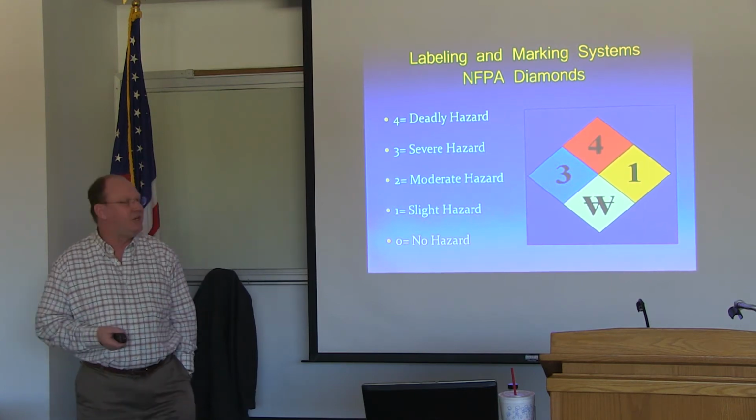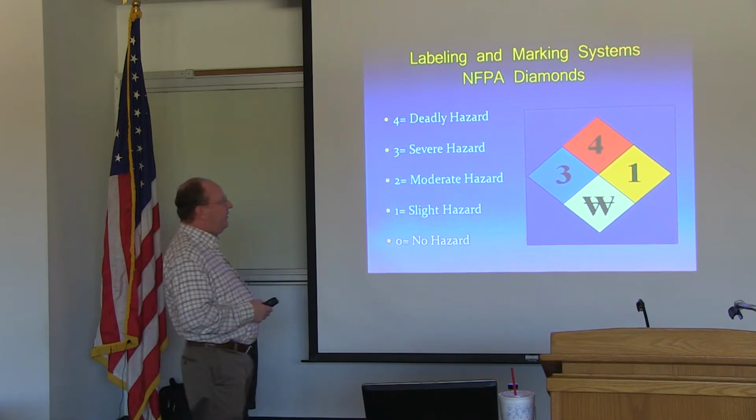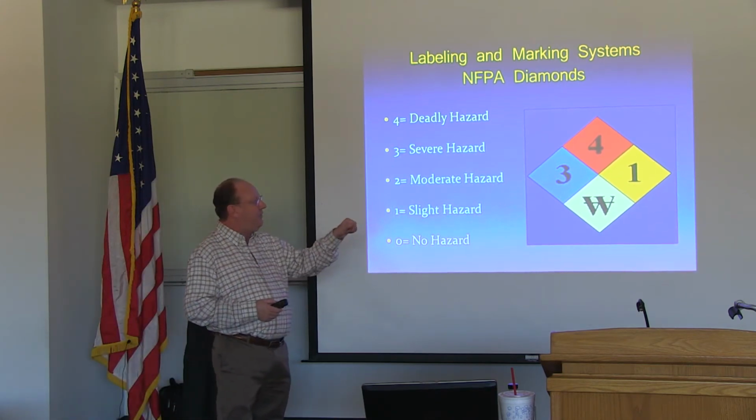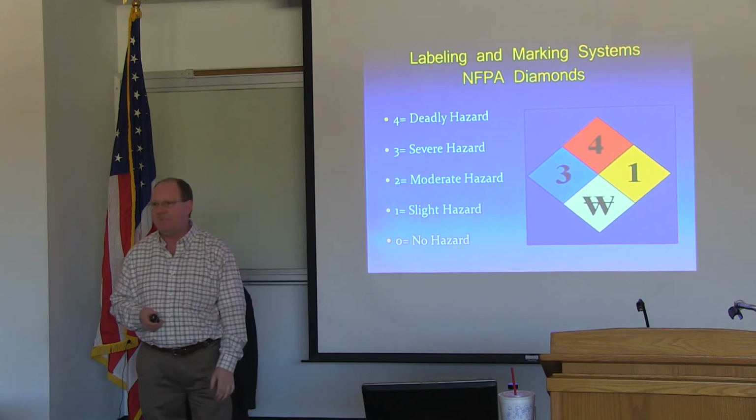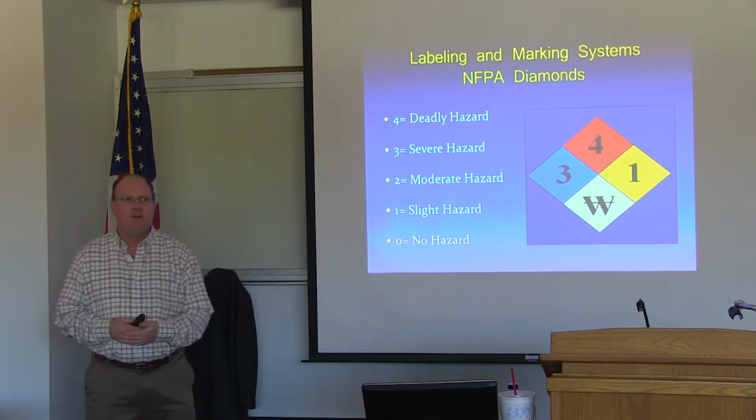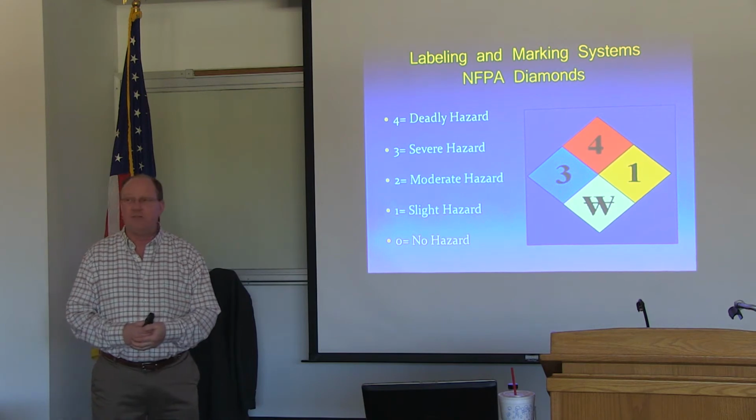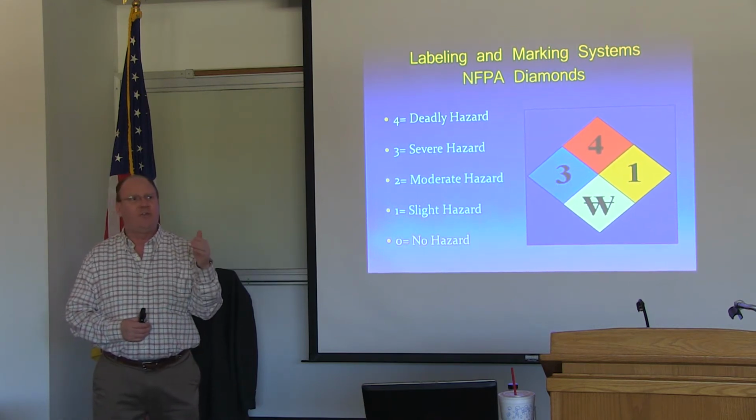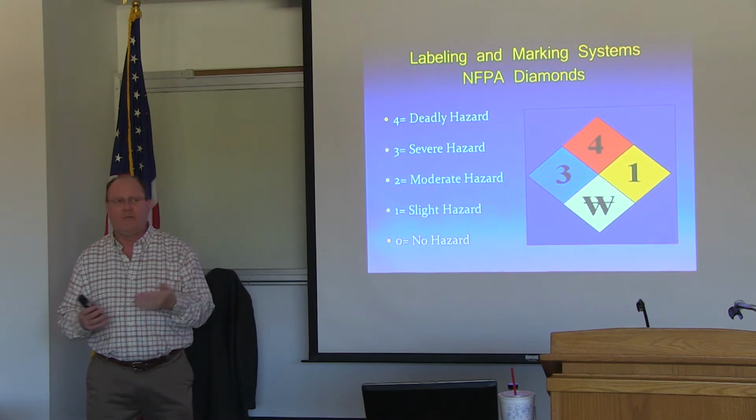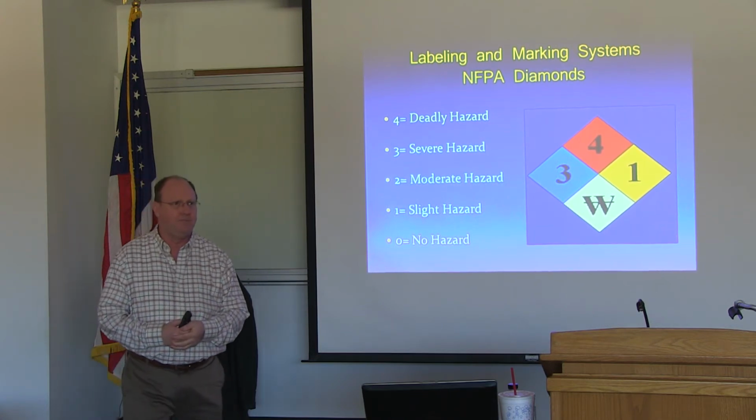The NFPA uses a color code system. The blue stands for health, the red's for flammability, the yellow's for reactivity, and of course the white is for special information. Okay? They use a numerical rating system that runs from 0 to 4. The higher the number, the worse the hazards are going to be, and the lower the number, the safer it's going to be in that particular location. Okay?